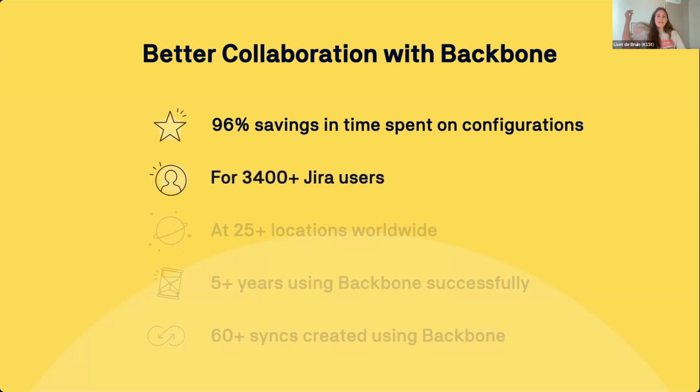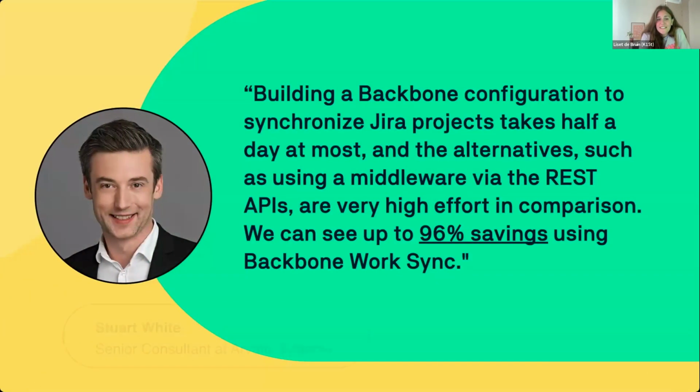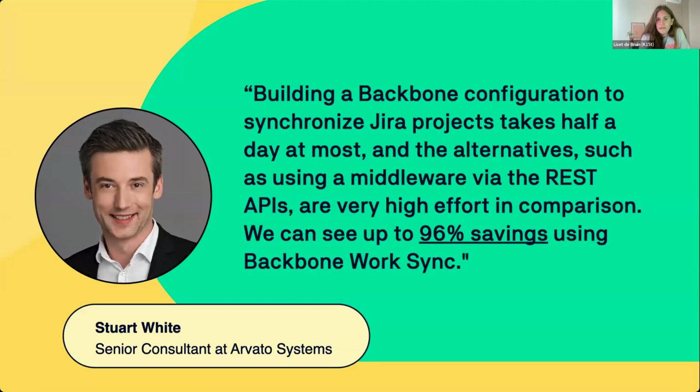And this is done for their 3,400 users across multiple locations, multiple Jira instances. They've now been using Backbone for over 6 years, and they've scaled it up to over 60 syncs. So it was faster, easier, and cheaper to set up for Arvato than manually updating the tickets or using Jira automation. It scaled with our use case of syncing multiple tickets across multiple projects. As you could see, there were 60 syncs in the end.